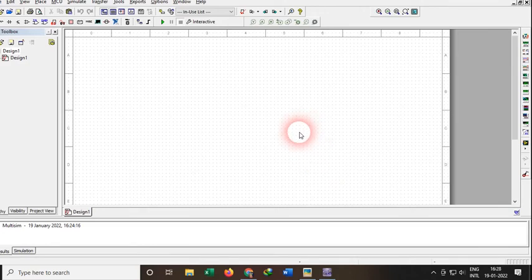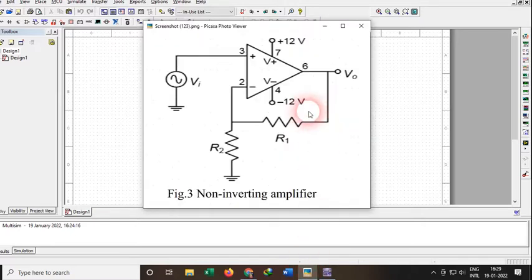So here we are going to perform the experiment of op-amp for non-inverting and inverting case. We are going to check whether we can use the op-amp as a non-inverting amplifier, and in the inverting case also we will verify that case. So here is the image.